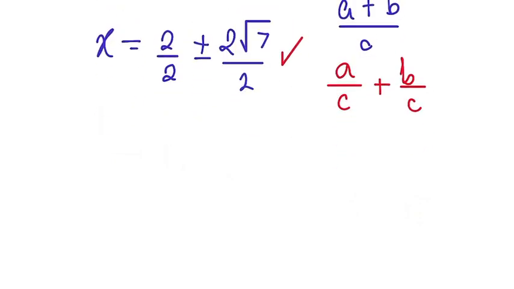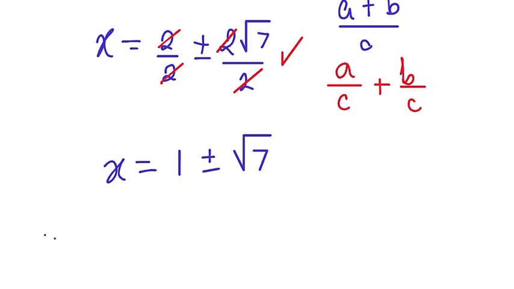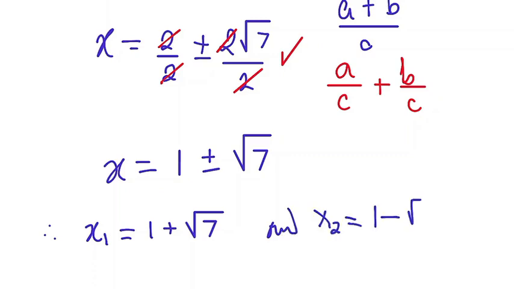So you see that these two, we cancel these two. Then we are left with x equals 1 plus or minus the square root of 7. Now you see that? Square root of 7. That's the value of x. So we have x1 to be 1 plus root 7, and x2 will be 1 minus root 7. And that is the end of the class.